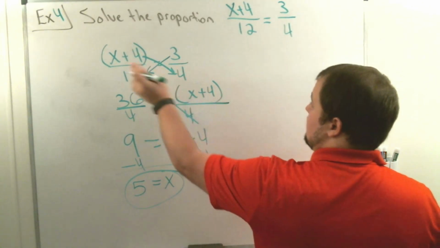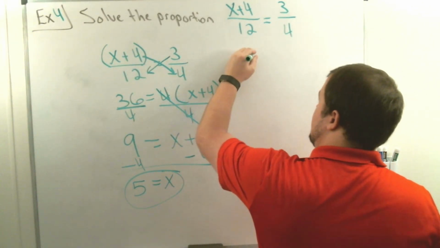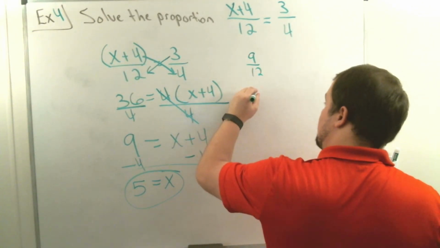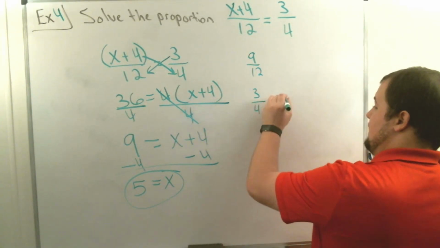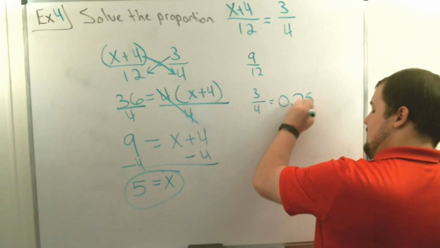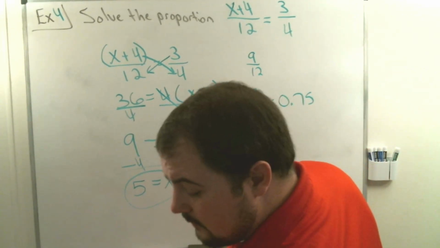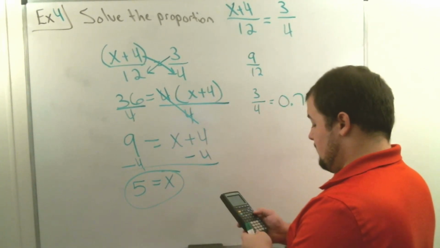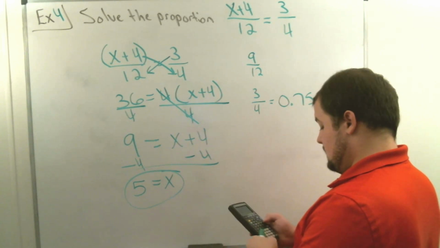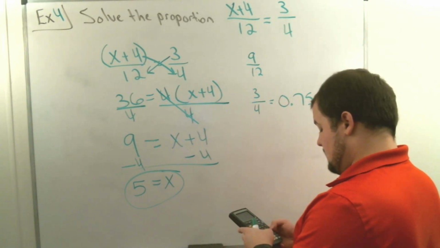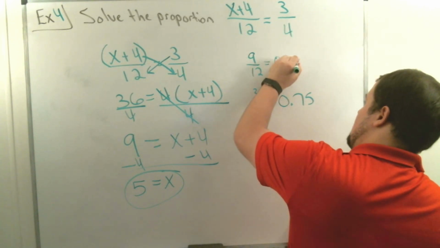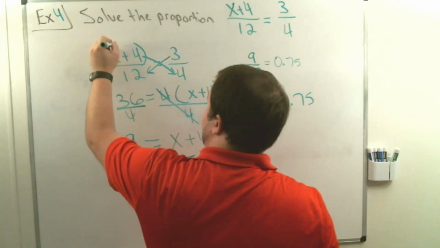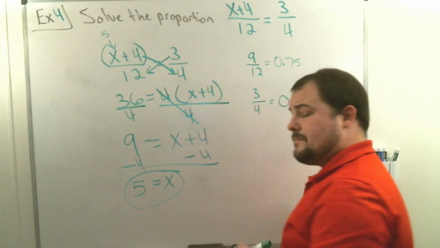And we could check it. 5 plus 4 is 9/12. 3 divided by 4, okay, well 3 divided by 4 is 0.75. And 9 divided by 12, I'm going to use a calculator, just double check that real fast. 9 divided by 12, 0.75. So in this problem, 5 is the number that belongs there.